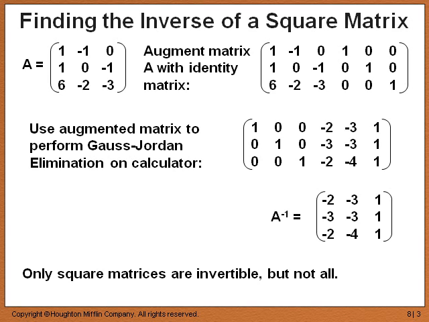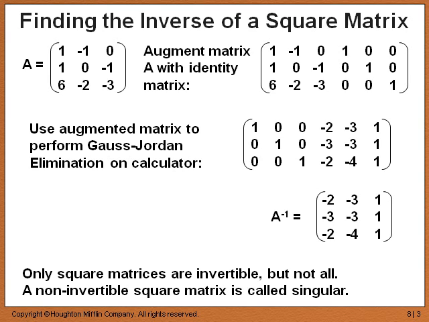Now, only square matrices are invertible, but not all. If a matrix is square, it might have an inverse, or it might not. If a matrix is not square, it definitely does not have an inverse. Only square matrices can have inverses, but not all square matrices can have inverses. And a non-invertible square matrix is called singular.